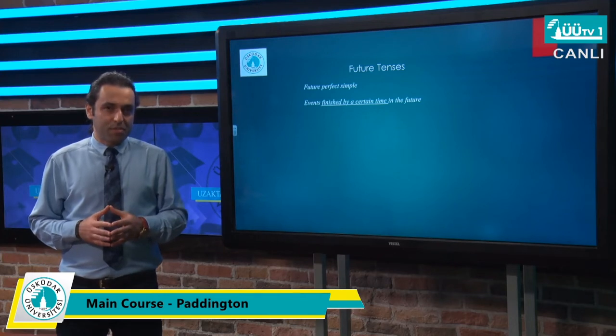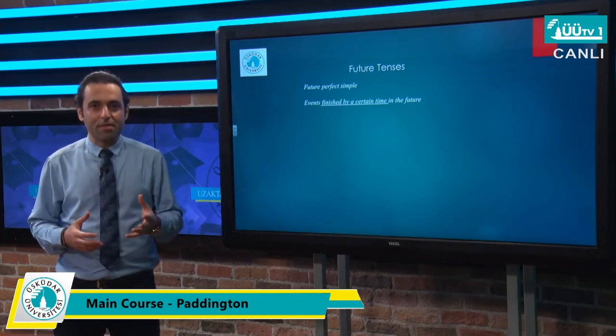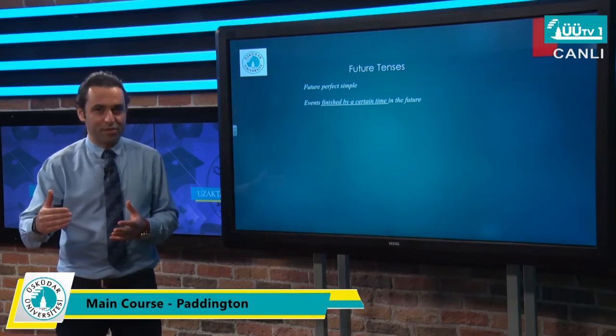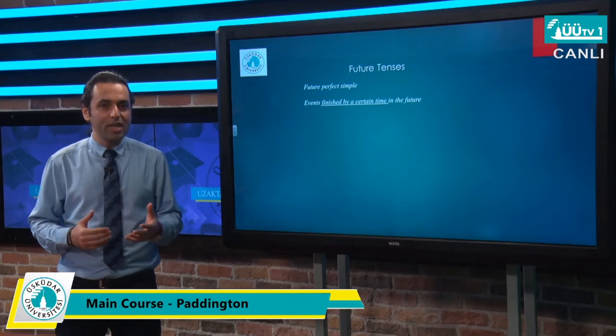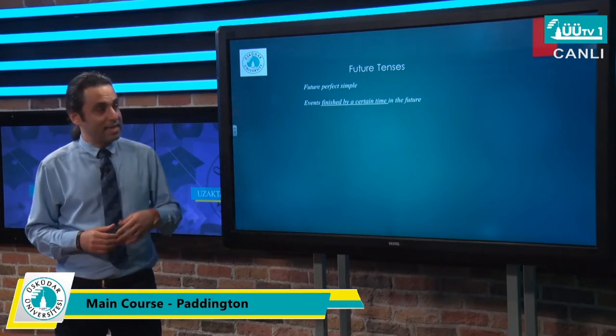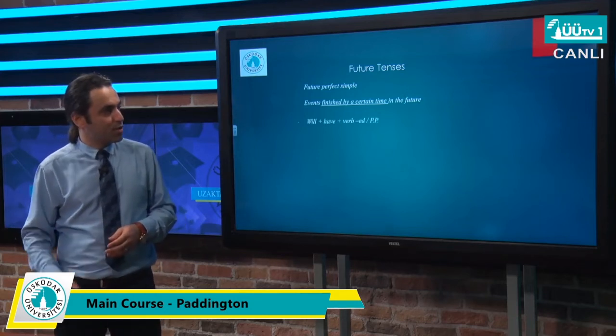When we use future perfect, we are talking about an event or action that will definitely happen in the future and it will finish. I repeat, one event in the future will start and will finish. And that's why we use future perfect. The example shows the way for you.